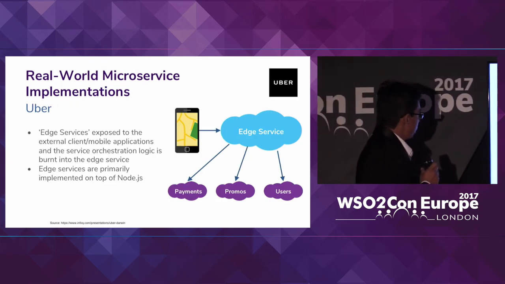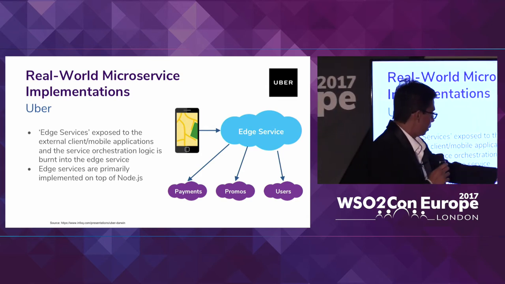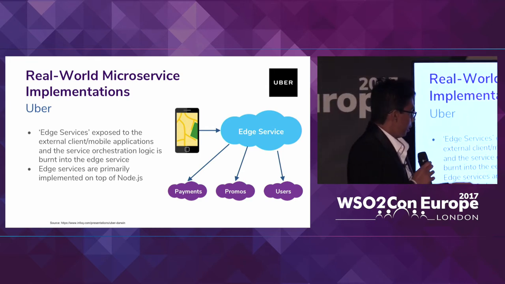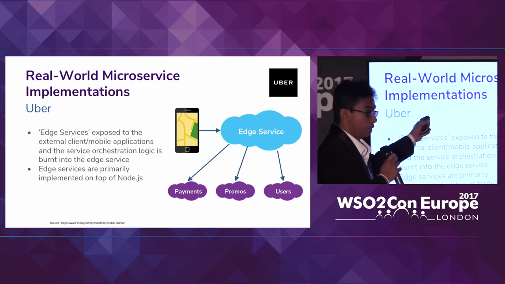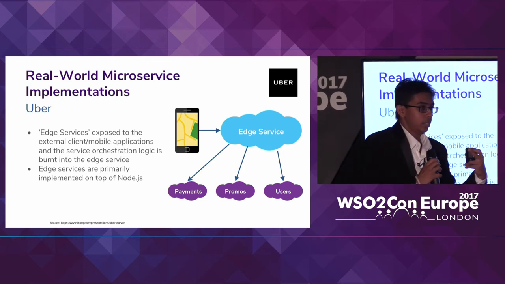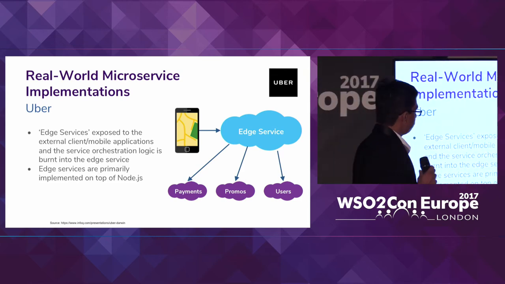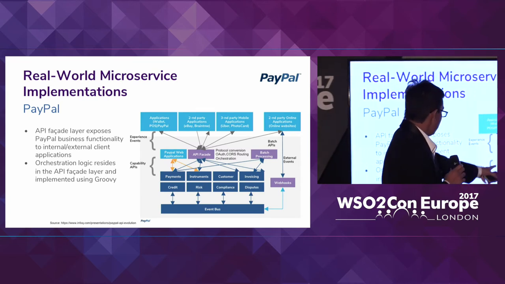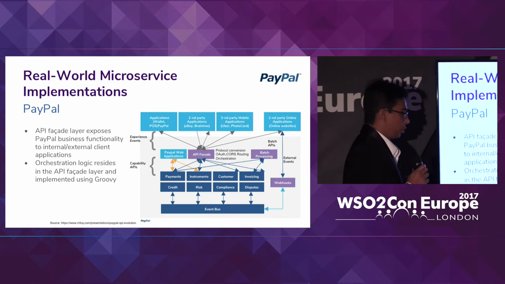Okay, let's move into another use case. This is from Uber. So they also had a similar architecture. In one of their use cases, they had three different services and an edge service, which is creating the composite out of these three, which is exposed to the consumers. So you can see that microservices have been built, but when it comes to exposing the functionality, you need to have another layer on top of that. Very similar story with PayPal. They had the API facade layer, which contains the composite or integration logic.